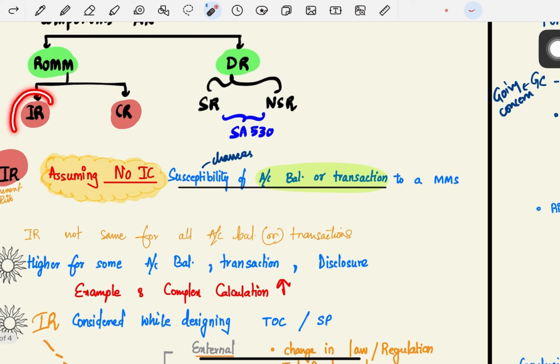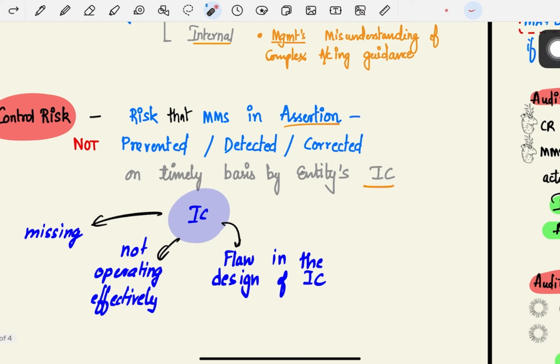The second component is control risk. So what is control risk? Control risk is the risk that a material misstatement in the assertion is not prevented, detected, or corrected on a timely basis by the entity's internal control.